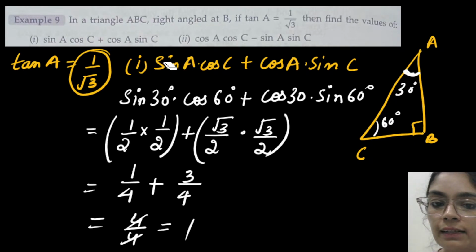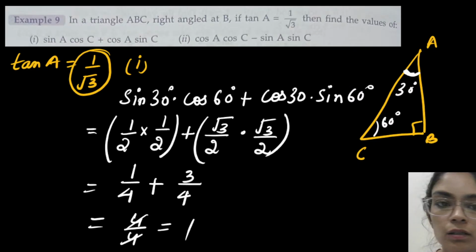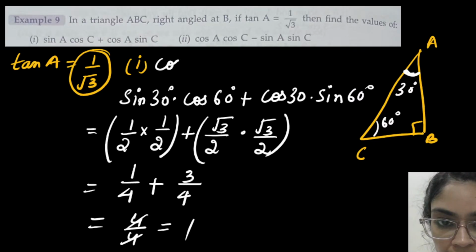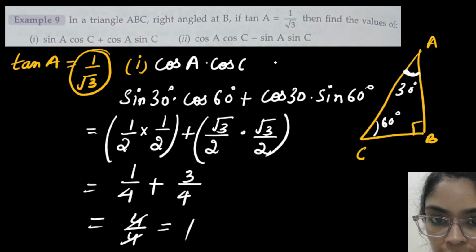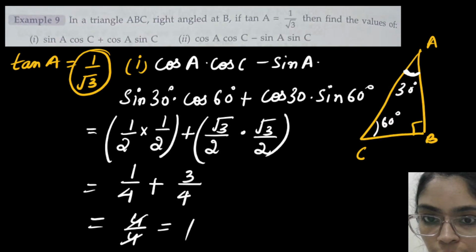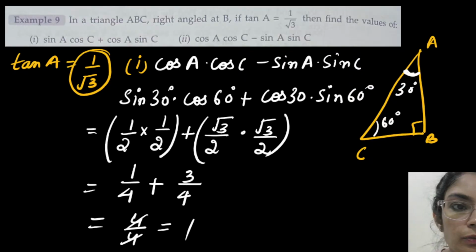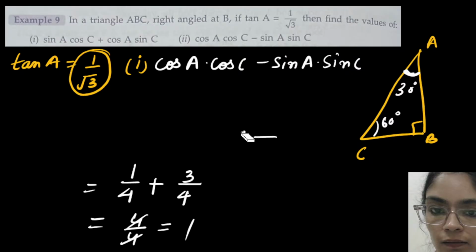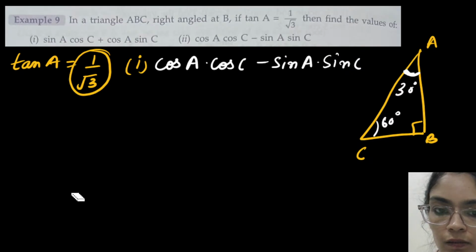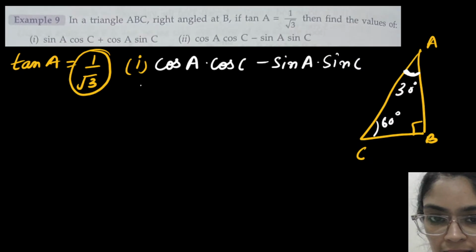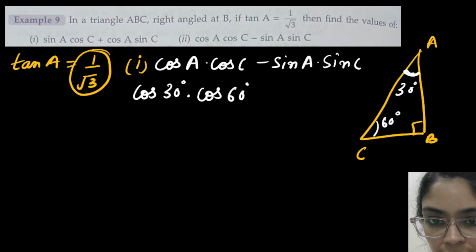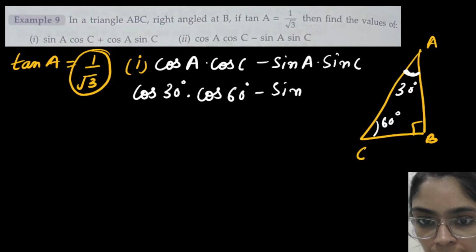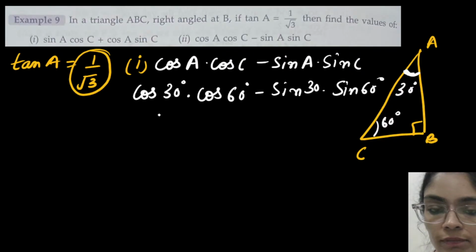The second part also needs direct substitution. So I'll write what we have to find. We have to find cos A into cos C minus sin A into sin C. First of all, we'll write the values of the angles. A is 30 degrees, so cos 30 degrees into cos C, C is 60 degrees, minus sin 30 degrees into sin 60 degrees. Now I've just substituted. Now their values we can substitute.